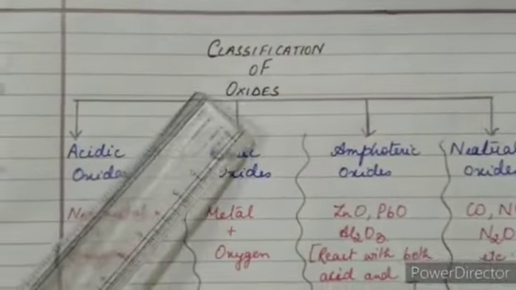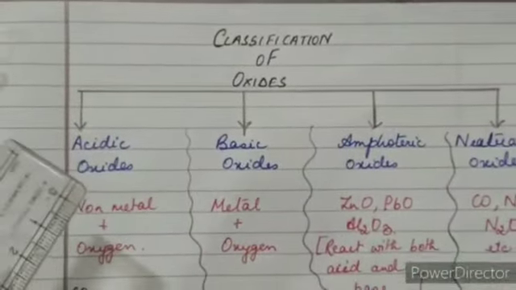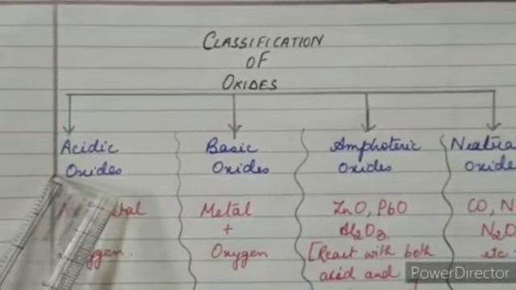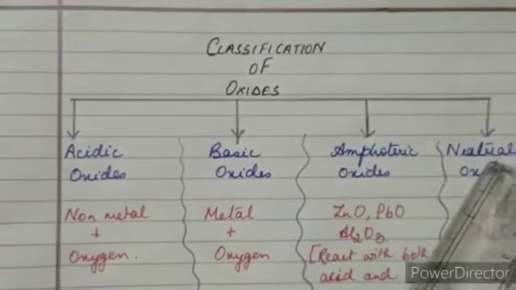Now let us talk about the classification. This is the last section of the chapter. So classification of oxides will produce what? There are 4 classes of oxides: acidic, basic, amphoteric and neutral.